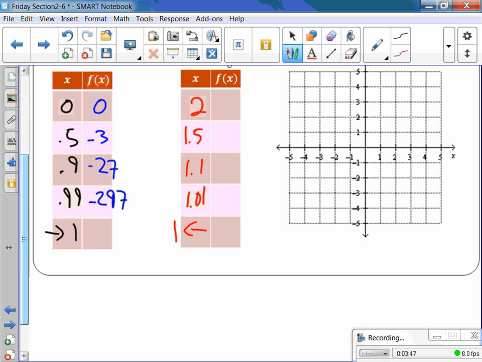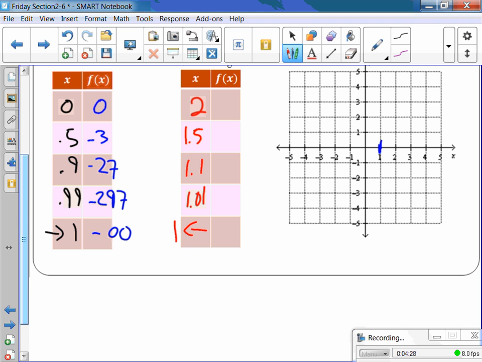So here, at x equals 1, I'm taking my points coming from the left, starting off at x equals 0, x equals 0.5, x equals 0.9, 0.99, getting closer and closer. What's going on with my f of x values? Going down, where? So what is it approaching? Negative 3, negative 27, negative 297. So as x gets closer and closer to 1 from the left, it's approaching negative infinity.